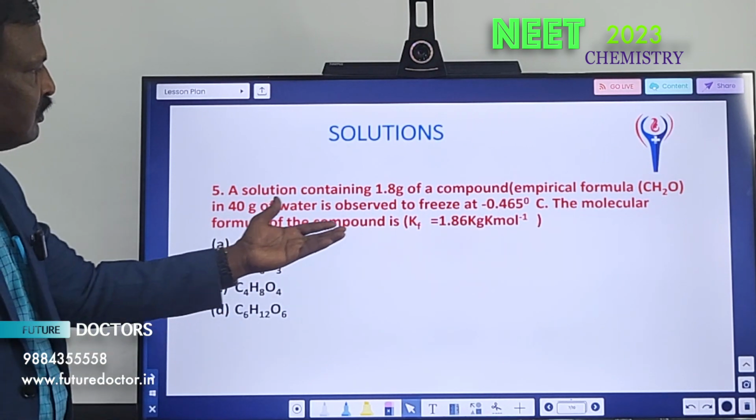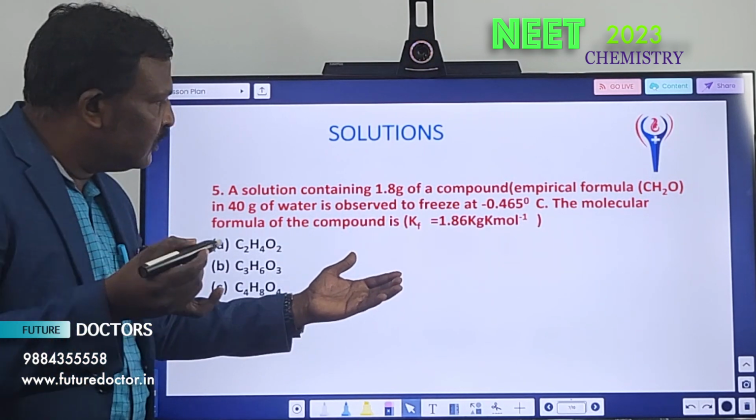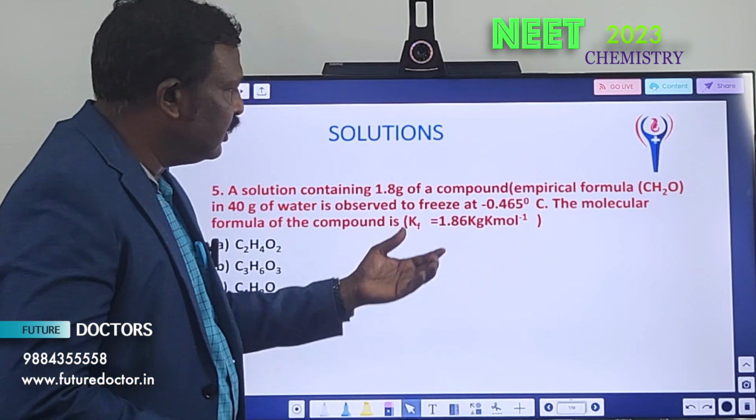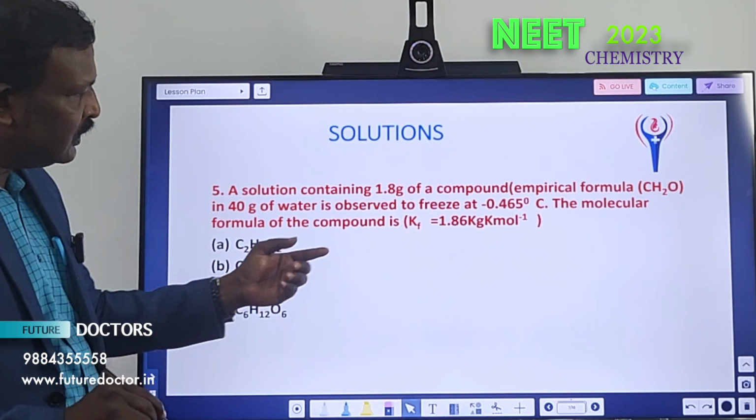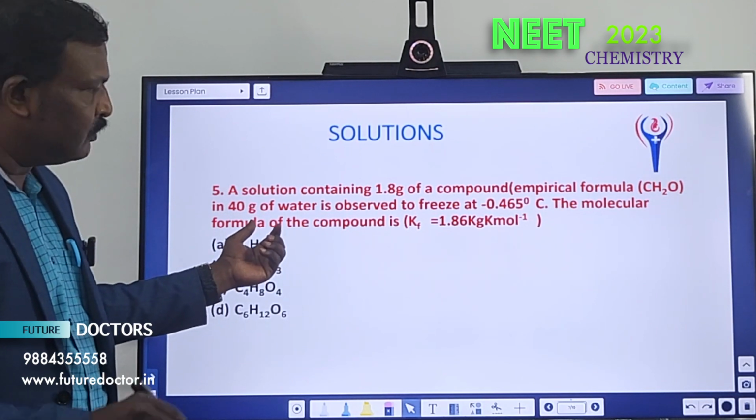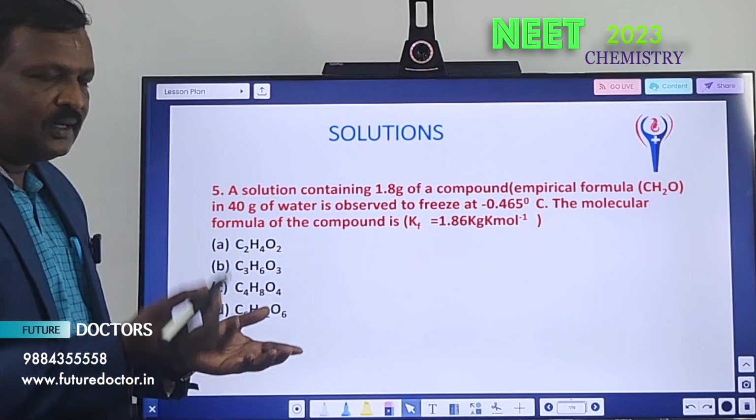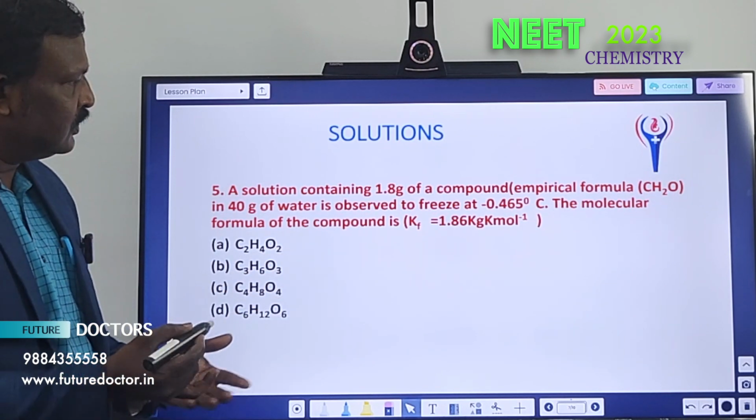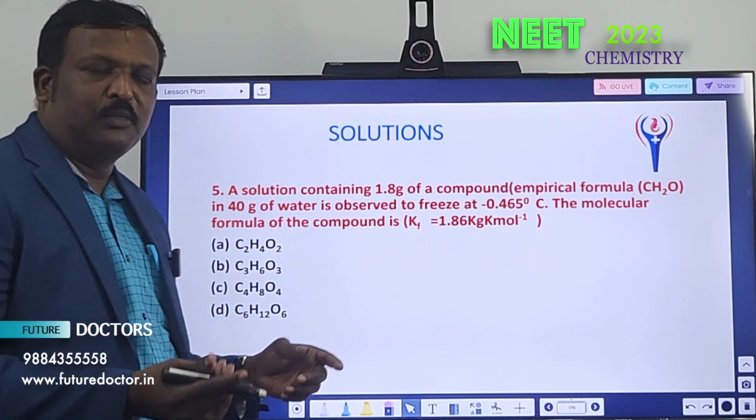Here also we have one formula, the depression of freezing point formula. So you apply this and you can get the answer. Usually they ask only for molecular mass, but this question is somewhat different: they are asking for the molecular formula. For molecular mass we have one formula, and for the molecular formula we have the concept from 11th standard, so they are comparing. You must know the 11th standard topics also. In the NEET examination we have both 11th and 12th.